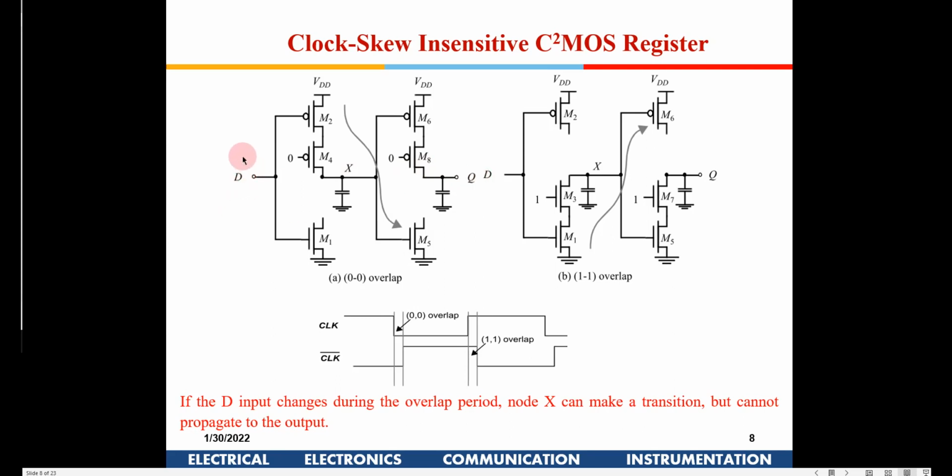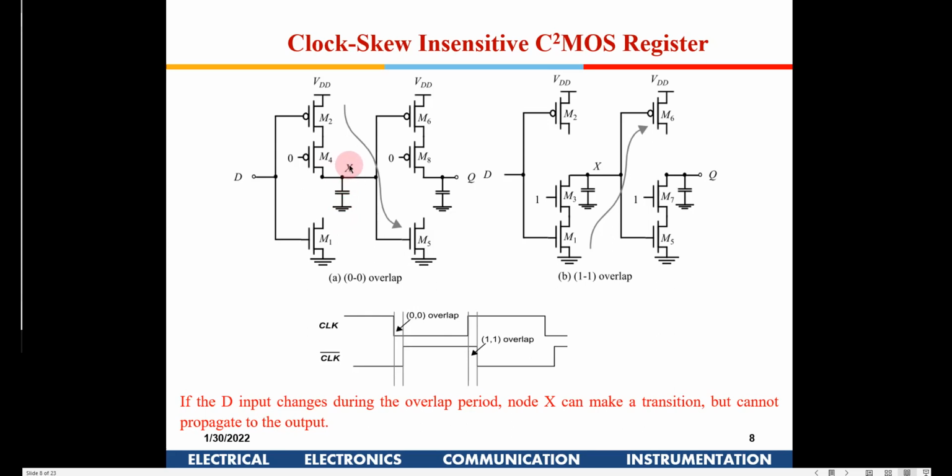So in this case, suppose D was 1 initially. Let's take case 1. During this clock jitter time, D is making a change from 1 to 0. Since it has gone to 0 here, this node will now get charged to 1, because D has become 0. Now this PMOS turns on, and this node gets charged to 1.